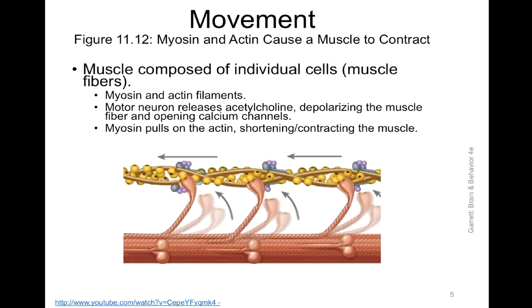And we're going to see that in the muscle, these two proteins, myosin and actin, are important in causing a muscle to contract. They react to an action potential in the muscle and allow the muscle to shorten and contract. We'll see that the neurotransmitter involved in what's called the neuromuscular junction is acetylcholine. It depolarizes the muscle fiber and opens calcium channels. And those calcium channels allow calcium to come in and allows myosin to pull on the actin, shortening and contracting the muscle.